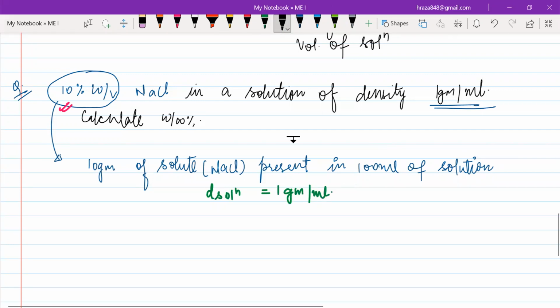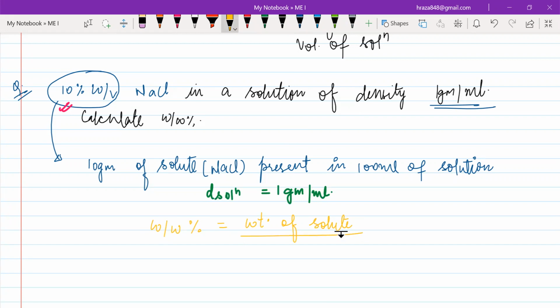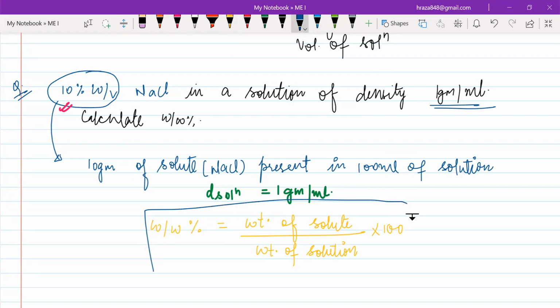Now it is also given that density of solution is 1 gram per ml. Now, what we need to calculate is weight by weight percent, and what is the formula for weight by weight percent? Weight of solute upon weight of solution into 100.